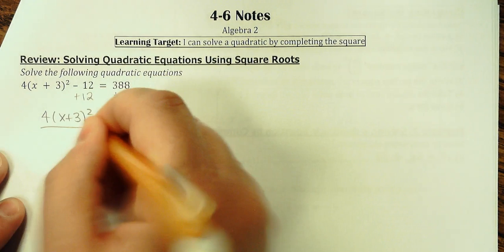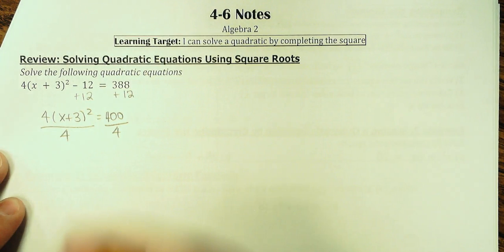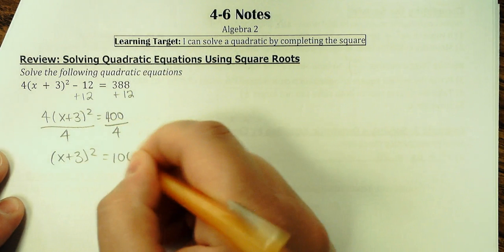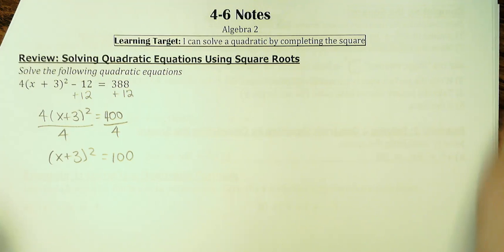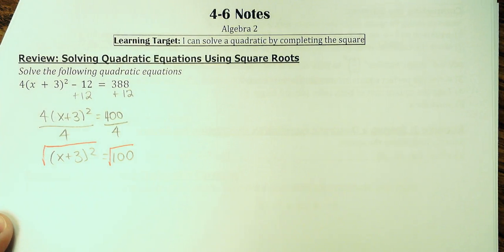Don't distribute, you want to divide anytime you have parentheses with an exponent. And I'm trying to get these parentheses alone. And the reason I'm doing that, we're not foiling, I can cancel the parentheses out. They're squared, so I can just take a square root.